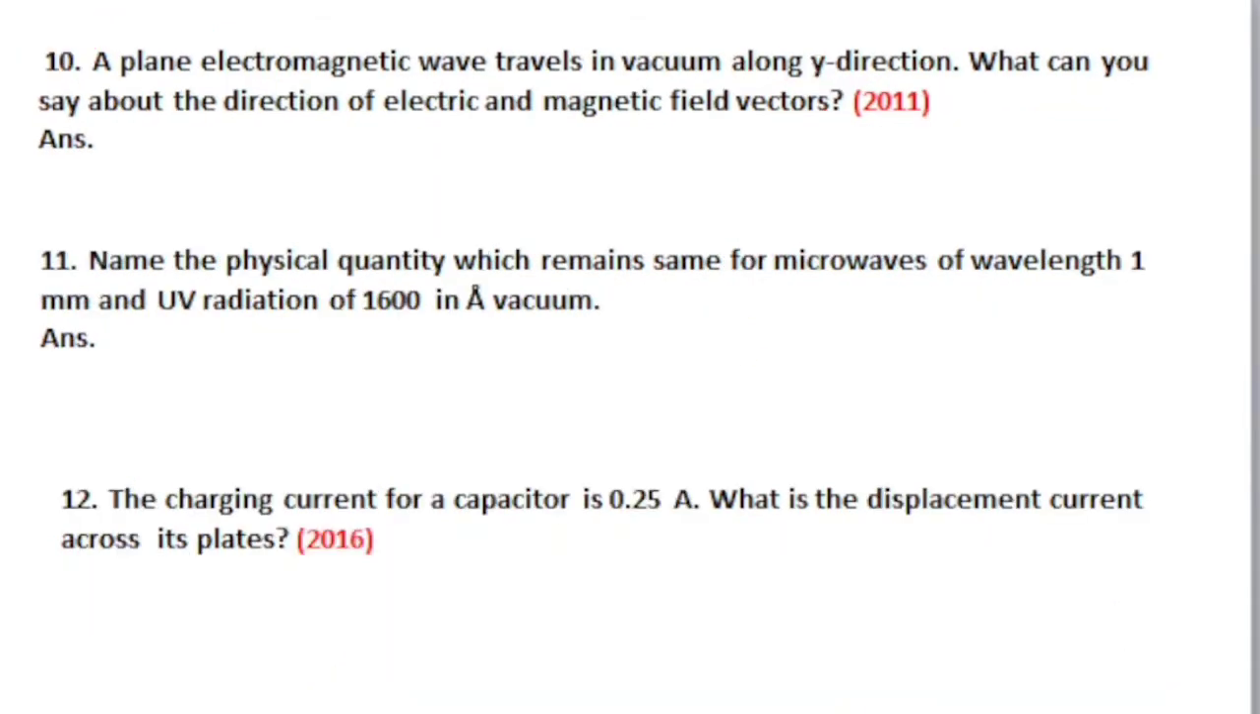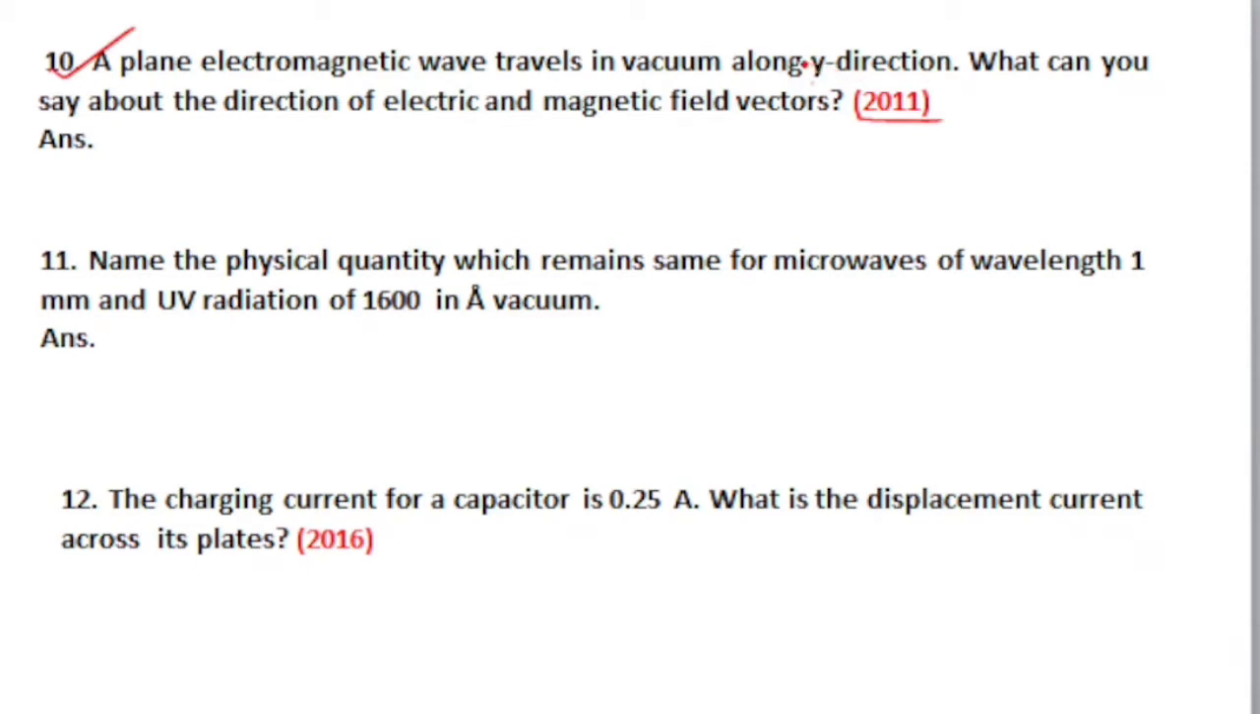Now next, question number 10. A plane electromagnetic wave travels in vacuum along y direction. What can you say about the direction of electric and magnetic field vectors? This came in the year 2011. Now here the electromagnetic wave is traversing along y direction.